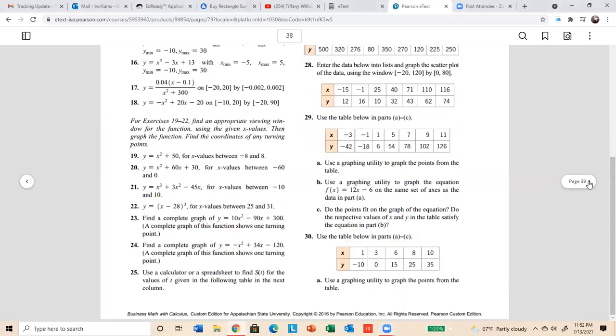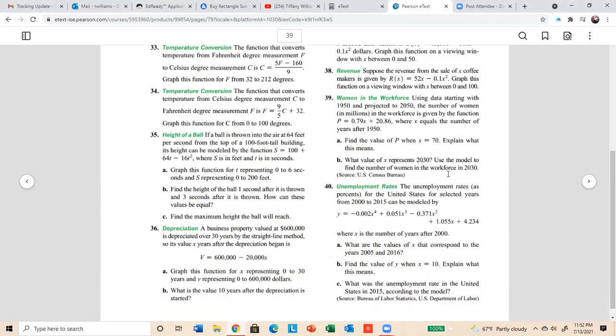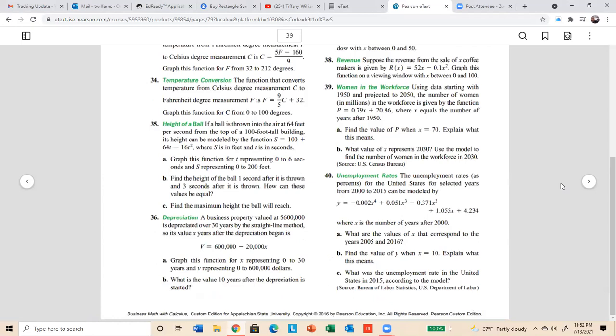Number 40, where are you at? Number 40, the unemployment rates as percents for the United States for selected years from 2000 to 2015 can be modeled by y equals -0.002x to the fourth plus 0.051x cubed minus 0.371x squared plus 1.055x plus 4.234, where x is the number of years after 2000. So on part A, we're asked to find what are the values of x that correspond to the years 2005 and 2016.